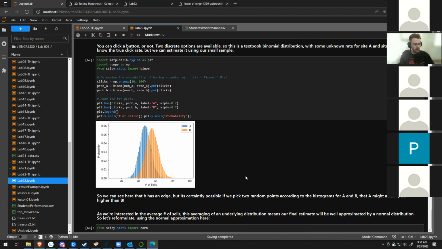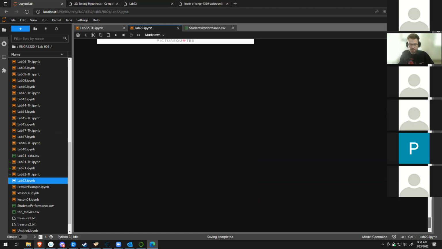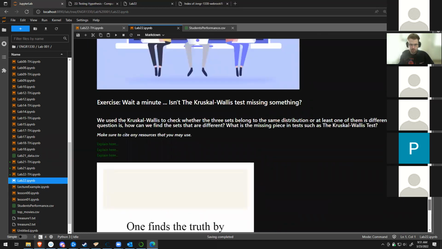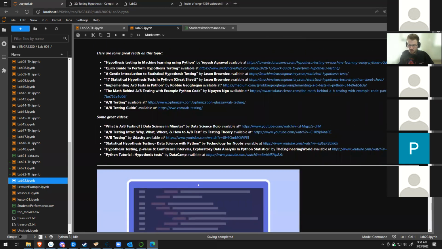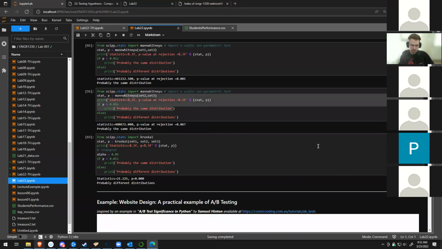So before I close, does anybody have any questions, comments, or concerns? The last part in the lab. This one? Interesting. Question: how can we find the sets that are different? Use that one here, right?